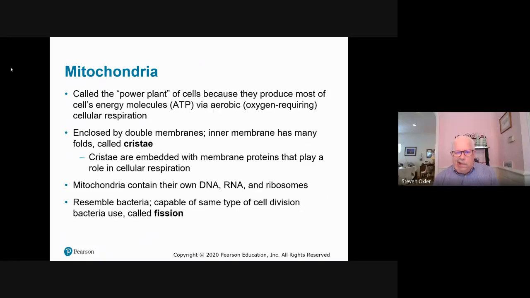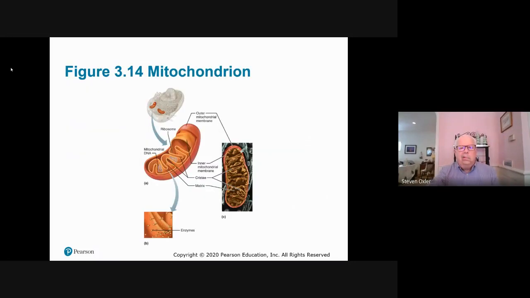Mitochondria resemble bacteria, and they are able to divide. And when they divide into another mitochondria, that's called fission. So here is the mitochondrion, that's singular, all right? And here are the cristae, the folds of the inner membrane. It has its own DNA. The genetic code is in your mitochondria, as well as the nucleus, all right?